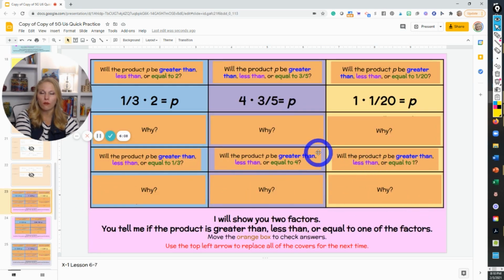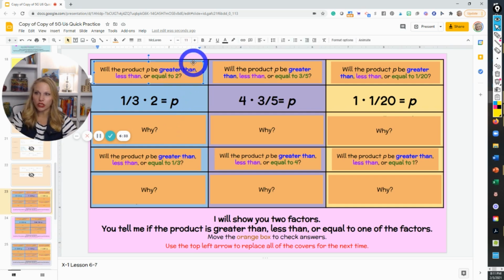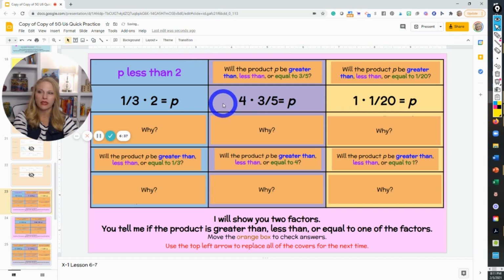Then we start talking about what we can predict about the product or the unknown. Will the product be greater or less than or equal to 2? Read it with me. 1/3 times 2 equals P. Will this product be greater, less than, or equal to 2? Think about it. Class, less than. Why? And so when you do less than, you can just delete that top box. So let's try that again. We're going to delete that box and it says P is less than 2. So that's what we would want students to say.